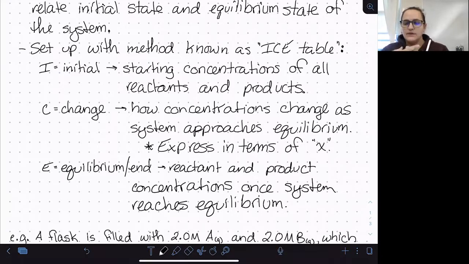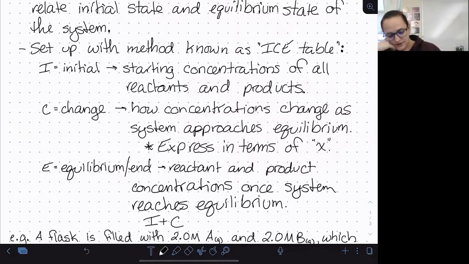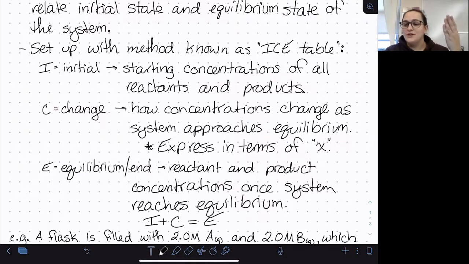So essentially the way this works is that we know how much we started with. We have an expression for how much it changes. The initial row plus the change row is equal to the equilibrium row. So we know how much we started with, we have an expression for how much we gained or lost in the process, and the sum of those two things is what is left at equilibrium.